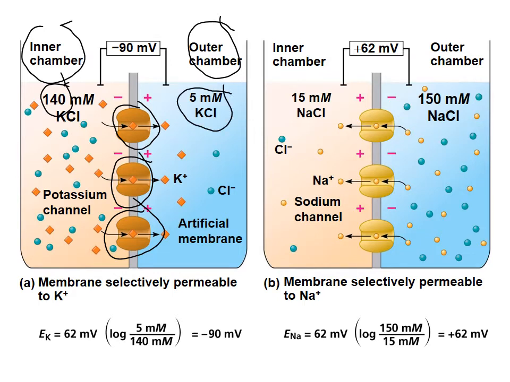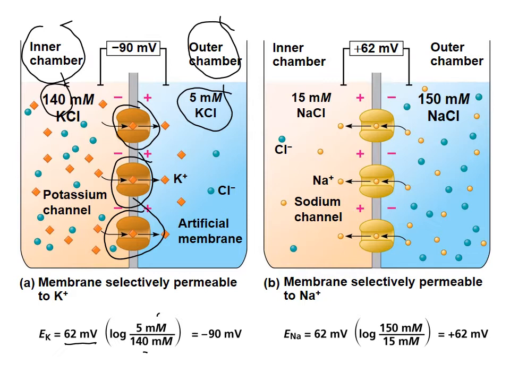And so that's how you would calculate the equilibrium potential of potassium: 62 millivolts, the same equation we just looked at, times the log of 5 millimolar, which is the outside, divided by the inside, which is 140 millimolar, and you get negative 90 millivolts. All right, when you divide it out, that's what you would get.